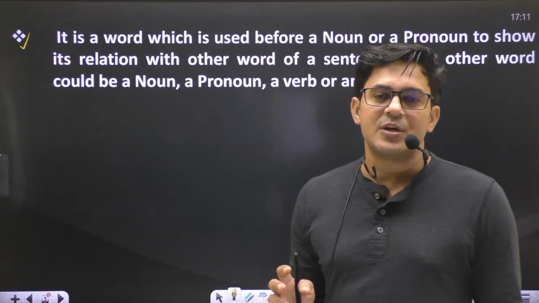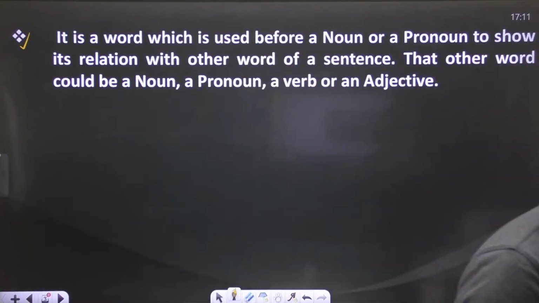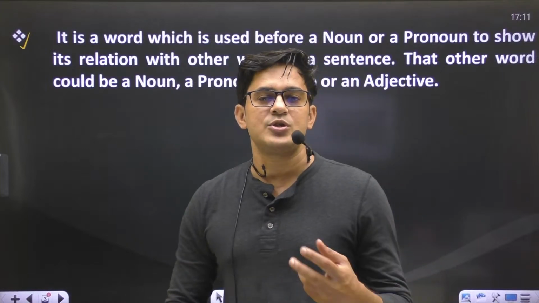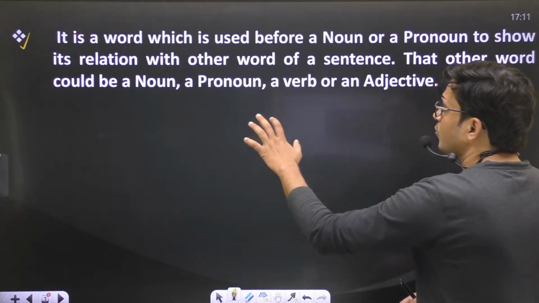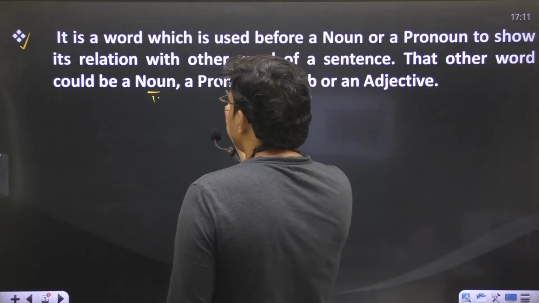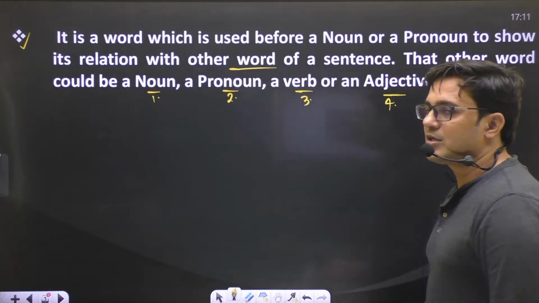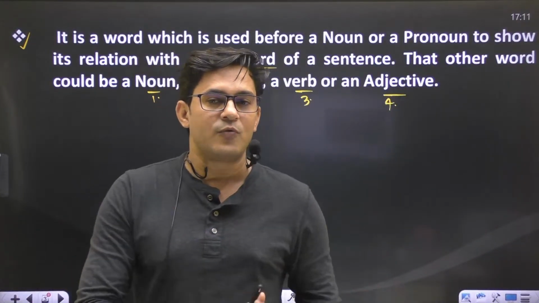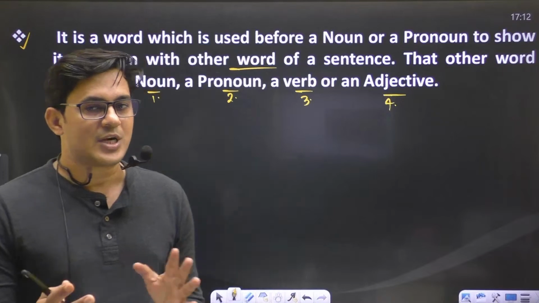The complete definition: a preposition is a word which is used before a noun or a pronoun to show its relation with the other word of a sentence. That other word could be a noun, a pronoun, a verb, or an adjective. So a preposition relates a noun or pronoun with the other words of a sentence, and that other word can be a noun, pronoun, adjective, or verb.